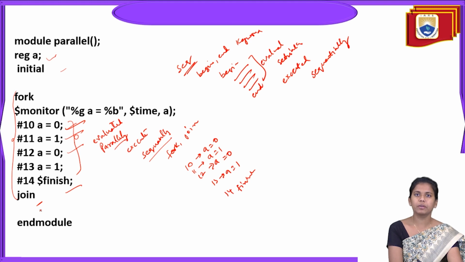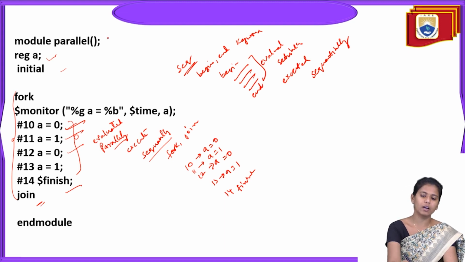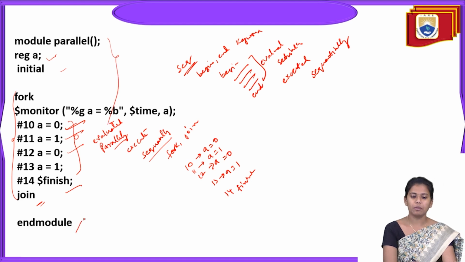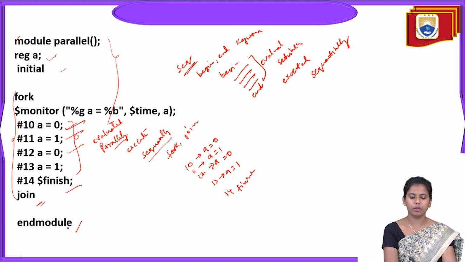In the parallel statements, we end all the statements with the keyword join, and finally I'm ending my whole program with the end module. Why? Because I started with the module and then I'm ending with the end module. So this is what we will observe in the parallel statements.